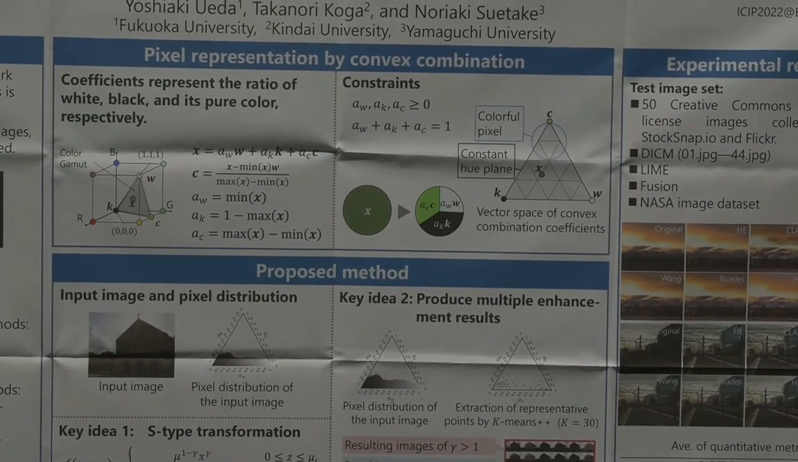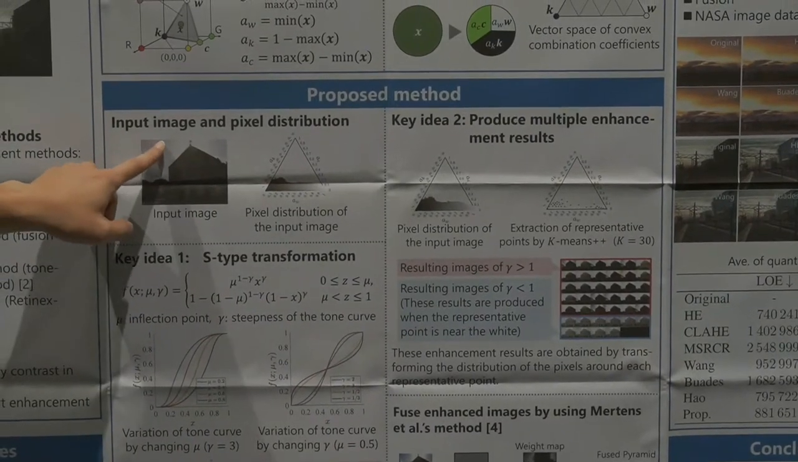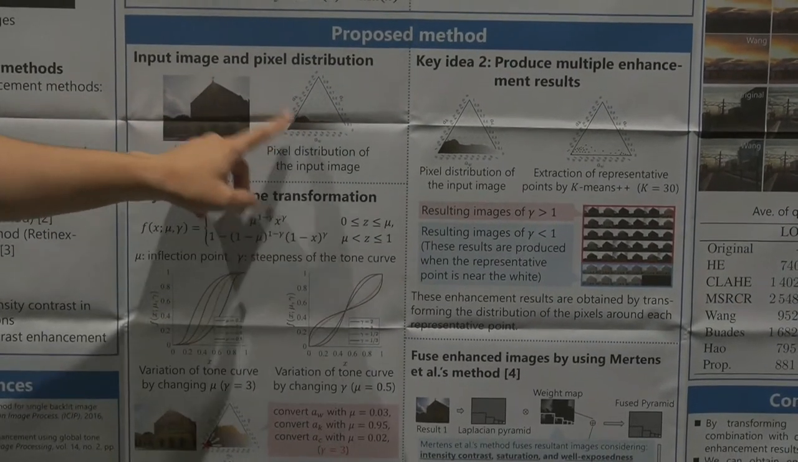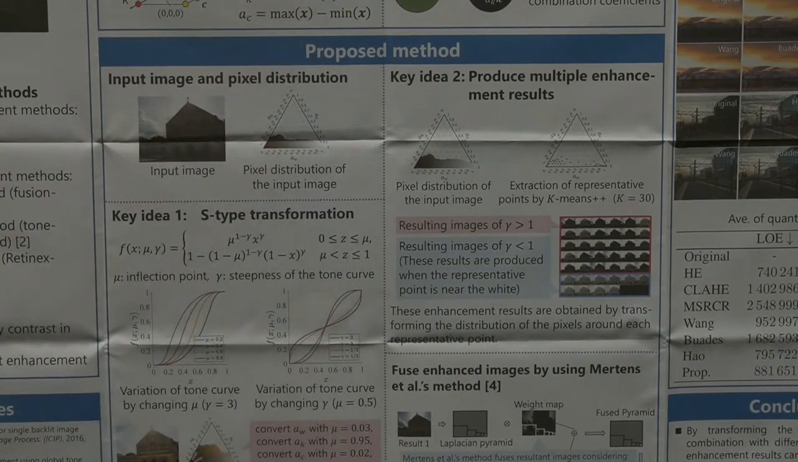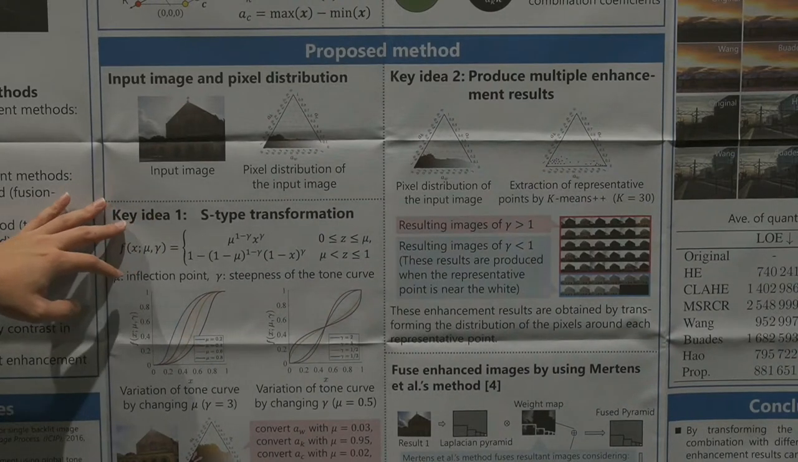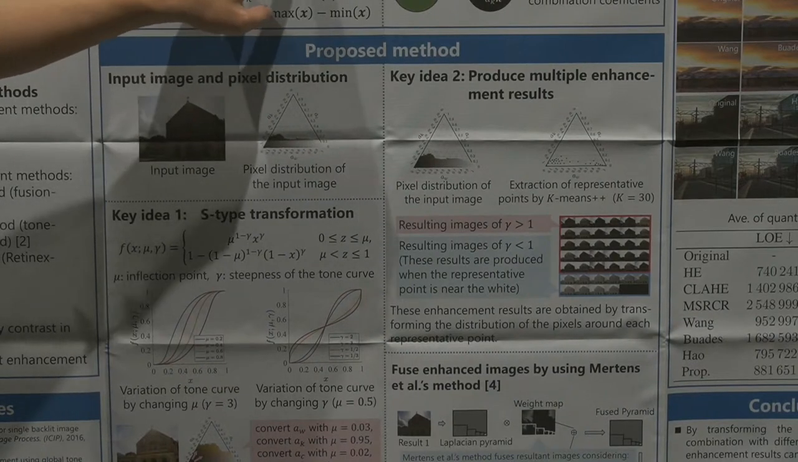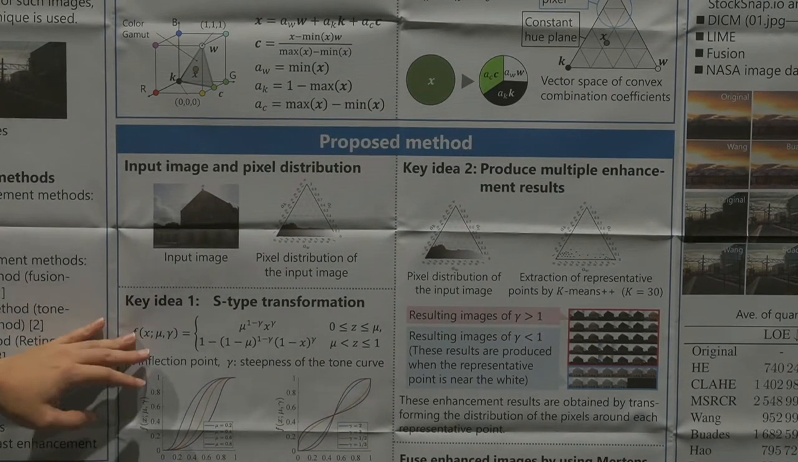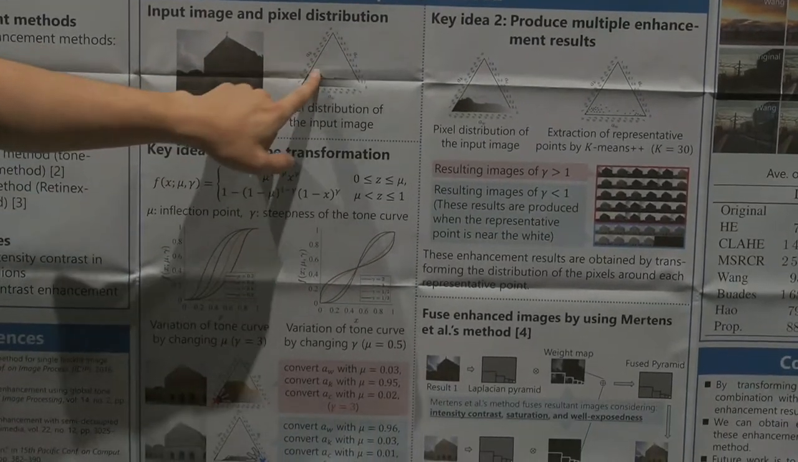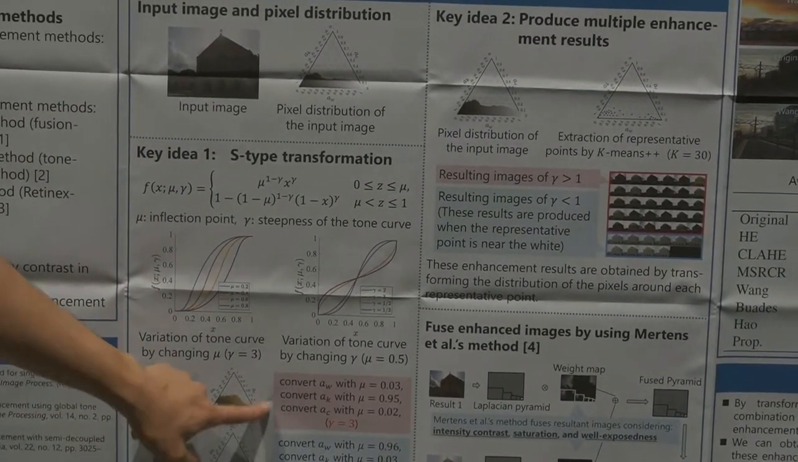So I will explain the proposed method. The input image is here, and all pixels are transformed into this triangle, and the pixel distribution of the input image is like that. Then I'd like to enhance the image. These points are represented by this equation. These coefficients are transformed by using this S-type transformation. After the S-type transformation, the pixel distribution is transformed like that.